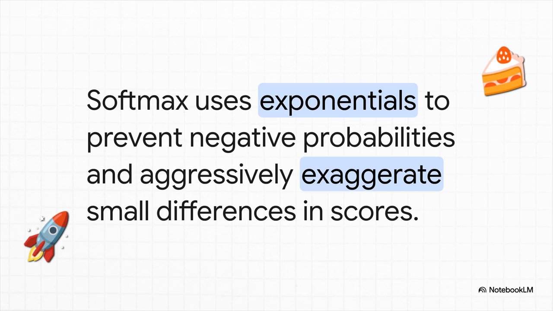Well, exponentials solve 2 massive problems. First, they handle negative numbers flawlessly, which completely prevents wonky, meaningless negative probabilities. But second, and this is crucial, they aggressively exaggerate differences. A raw score of 5.0 versus 4.9 seems like basically a tie, right? But run them through an exponential function and suddenly it's 148.4 versus 134.3. This winner-takes-more property aggressively forces the network to be highly decisive about its final predictions.